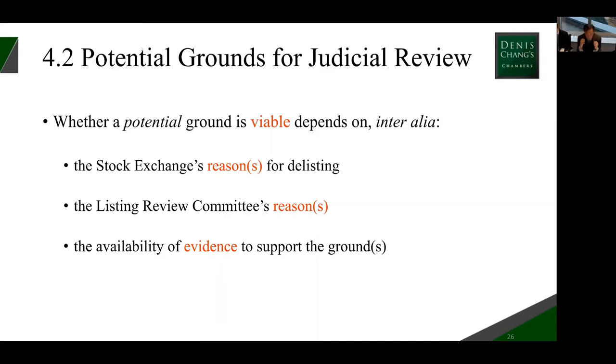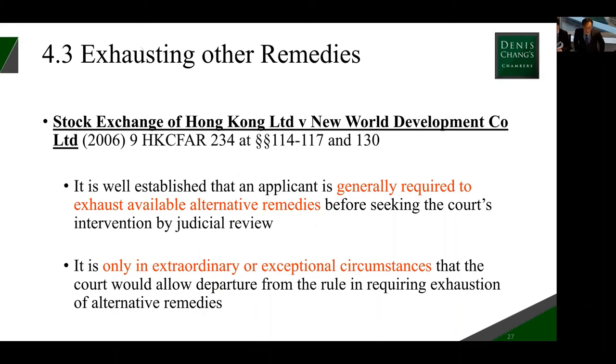And in the next slide, I'm going to talk about whether you will be able to go directly to the High Court without going through the listing review committee. The general rule is no, you can't do it. You need to exhaust all the available remedies, including application for review, including having a review hearing before the listing review committee, before you can go to the court of first instance. So you can't go directly from the listing committee to the High Court by making an application for judicial review without going through the review mechanism in the listing review committee. However, there are exceptions.